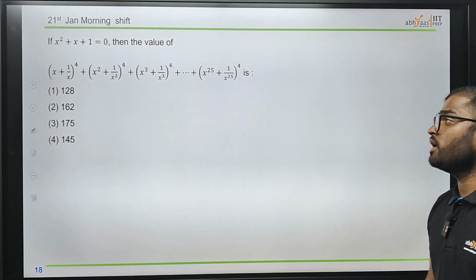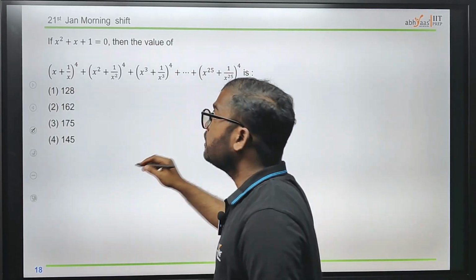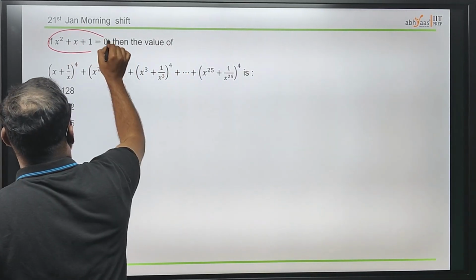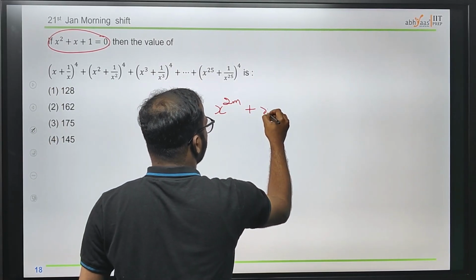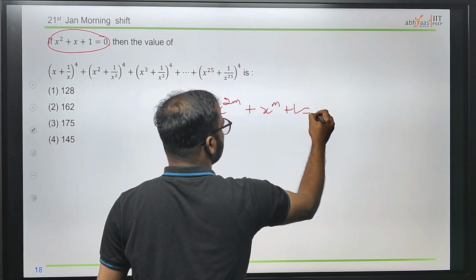Coming to the next question, on the cube roots of unity, by seeing this we can easily say that they have given the property x power 2m plus x power m plus 1 is equal to 0.